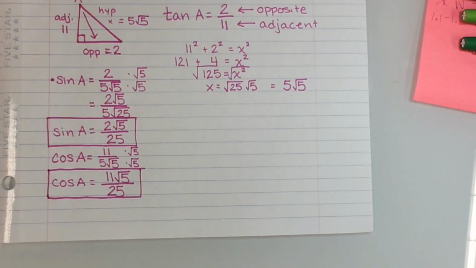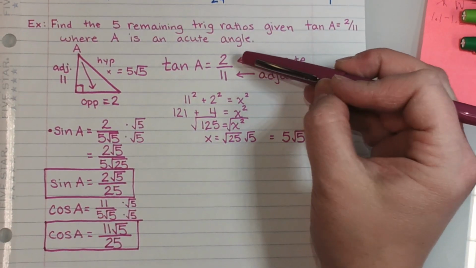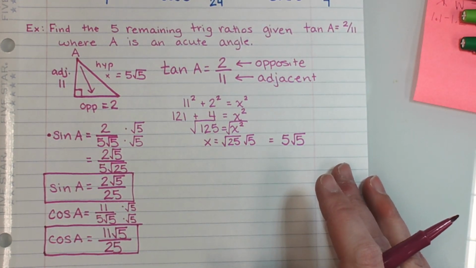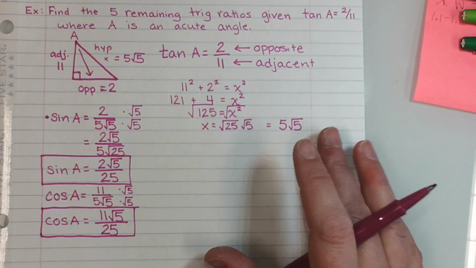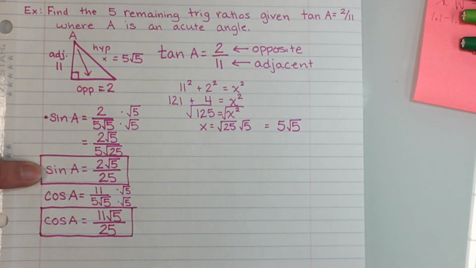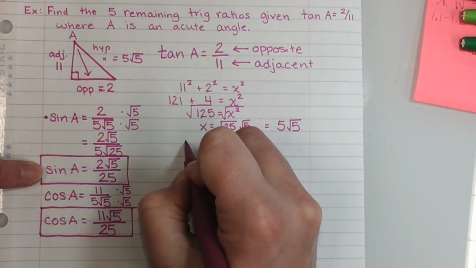Sine, cosine, tangent. Do I need to do tangent? No. Tangent is what I gave you in the first place. Can you write it down? Yeah. Is it excessive? Yeah. Okay. So sine, cosine, tangent, and now the reciprocals. Sine's reciprocal is which one? The one that goes CSC, it's cosecant.